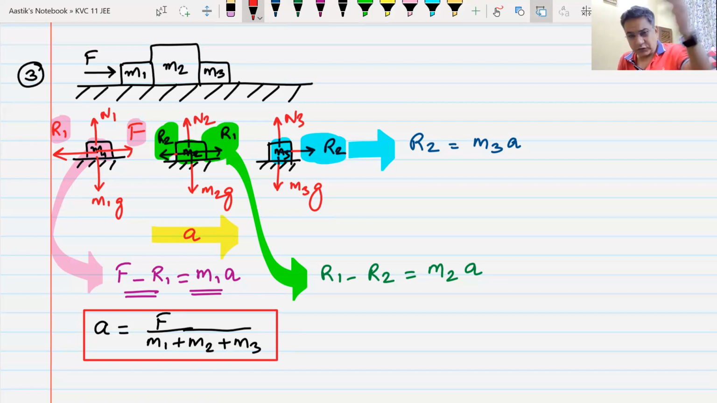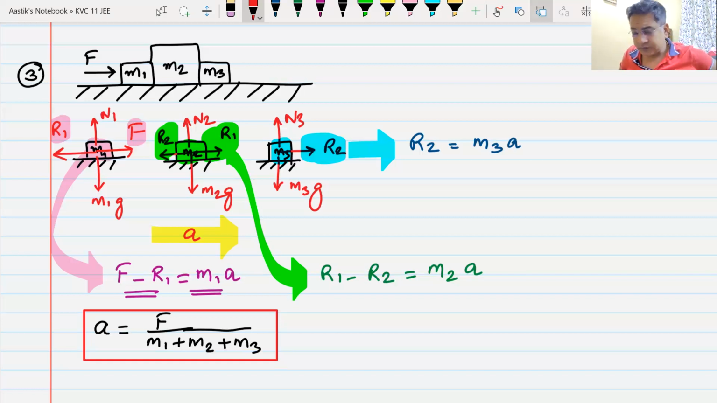So instead of doing all this, you can straight away write the acceleration of the three blocks without doing all this. If you understand it, you can find out the acceleration of the three blocks by simply dividing the net force by the total mass. Do we understand this? Everyone? I don't see boys. Everyone understand this?